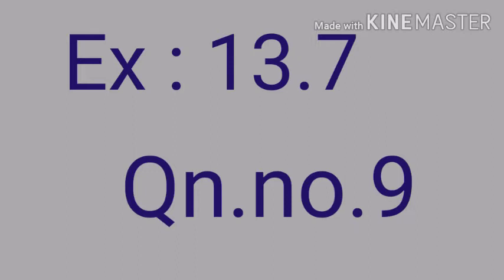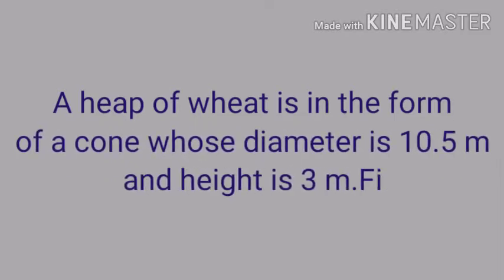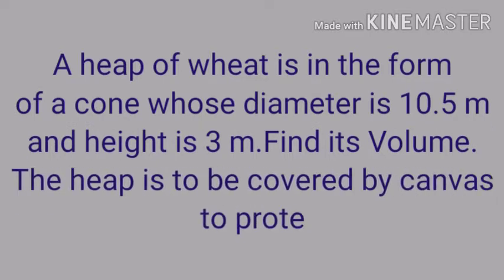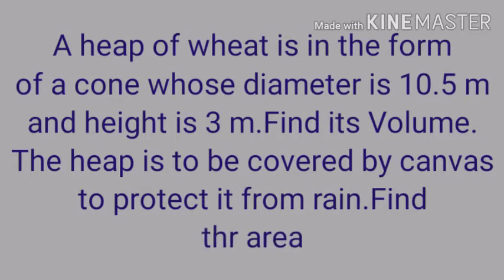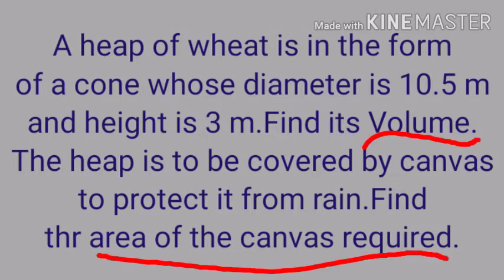Now exercise 13.7 question number 9. A heap of wheat is in the form of a cone whose diameter is 10.5 meter and height is 3 meter. Find its volume. The heap is to be covered by canvas to protect it from rain. Find the area of the canvas required. So here we have to find the volume of the wheat and we also have to find the area of the canvas required to cover the heap.